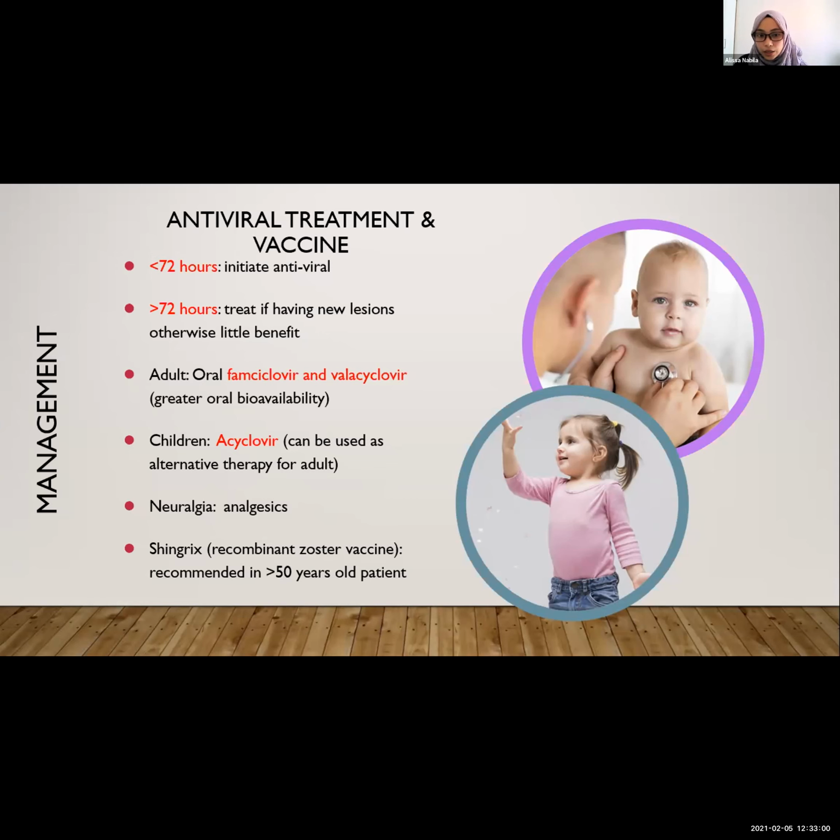For the neurological complication, we can give analgesics. And we can recommend the recombinant zoster vaccine, usually in patients more than 50 years old.